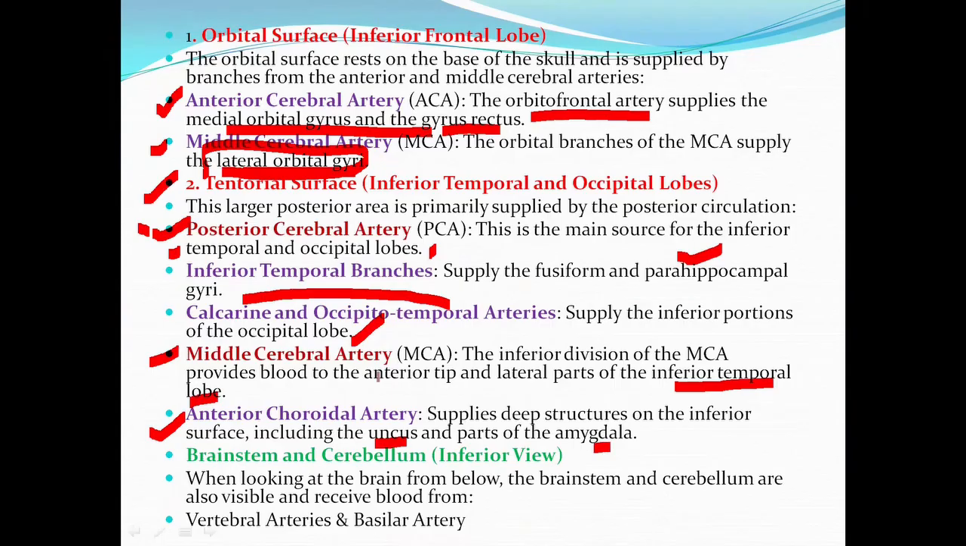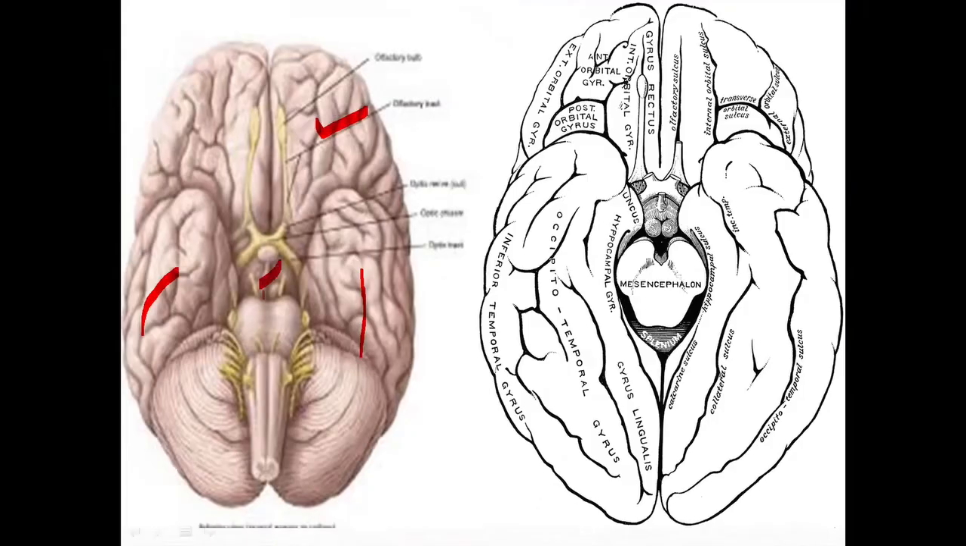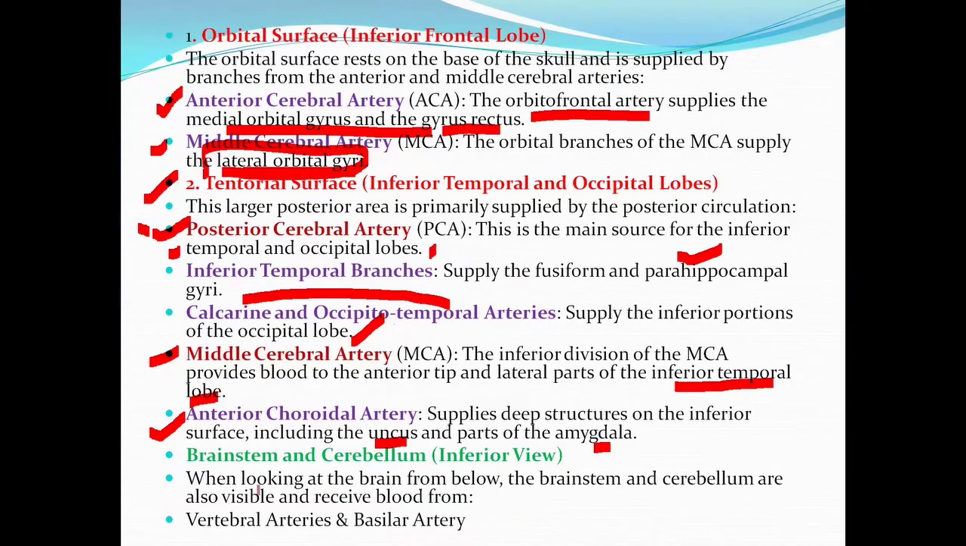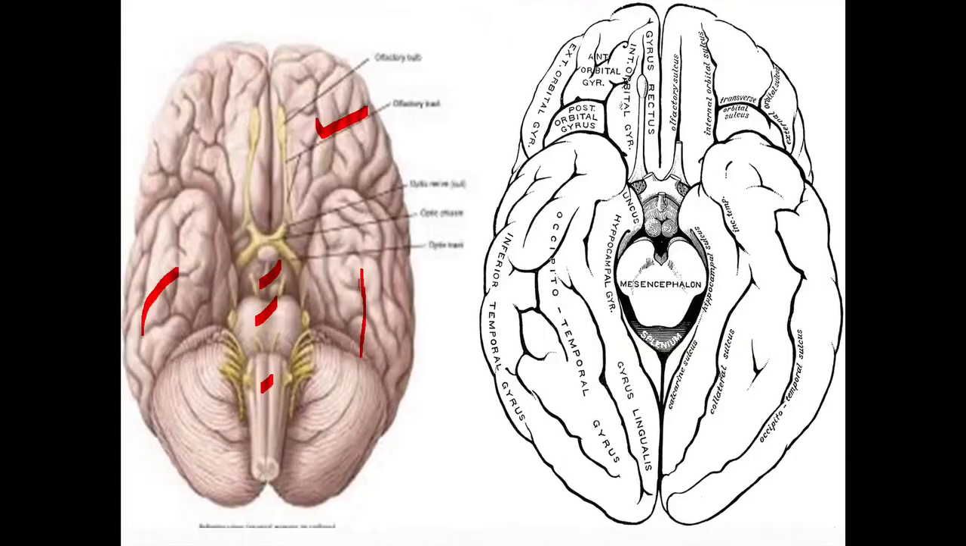Generally, while we see the inferior surface, we identify the midbrain, followed by the pons and medulla oblongata. For this, we will separately study the circle of Willis. So that's why, in one word, the brainstem and cerebellum get blood supply from the right and left vertebral arteries, which join together to form the basilar artery. And the detailed part of the circle of Willis will be discussed in another session.